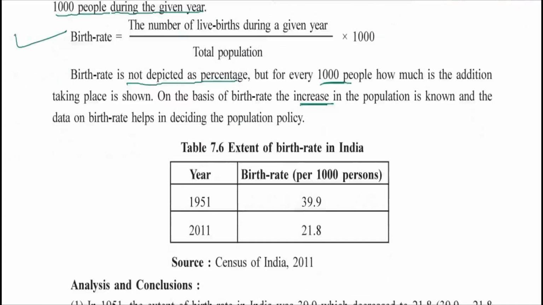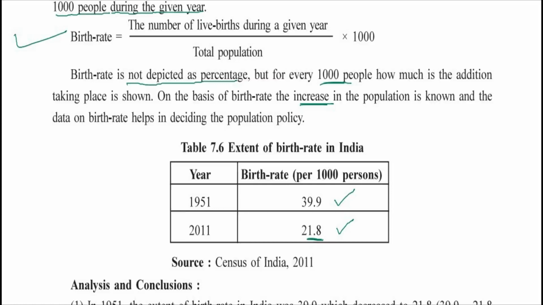If you look at this table, in 1951 the birth rate per 1,000 people in India was 39.9, quite a high number. In 2011 it has come down to 21.8. So out of every 1,000 people in India, every year 21.8 more are born. That is called birth rate, right? So birth rate is 21.8. Now that is fine if the death rate also is equal.